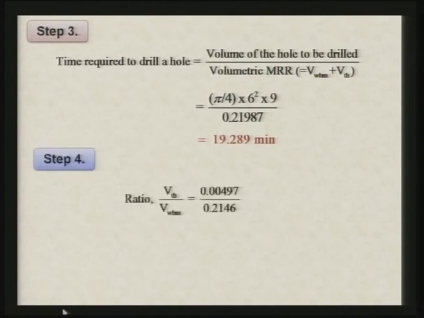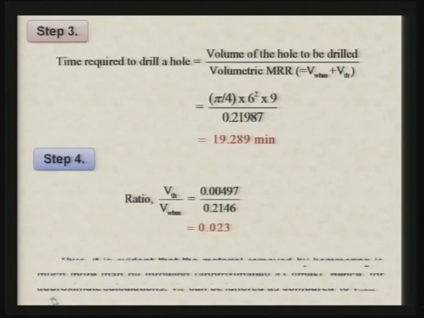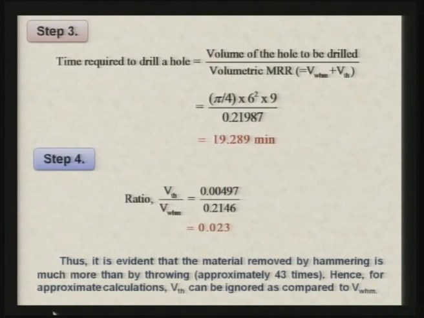We can also find out the ratio of VTH and VWHM, and by substituting these values, we get the ratio as 0.023. Thus, from this value of 0.023, it is evident that the material removed by hammering is much more than by throwing, approximately 43 times. Hence, for approximate calculations and for all practical purposes, the volume removed by the throwing model can be ignored as compared to the volume of material removed by the hammering model.